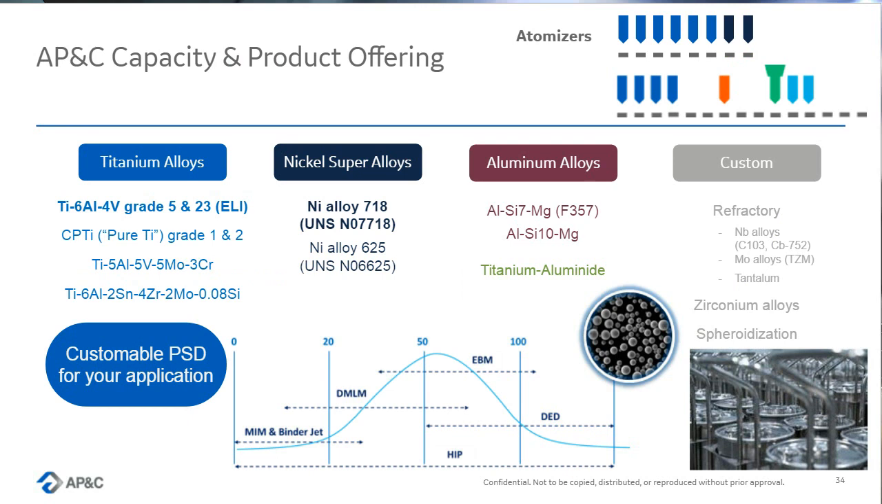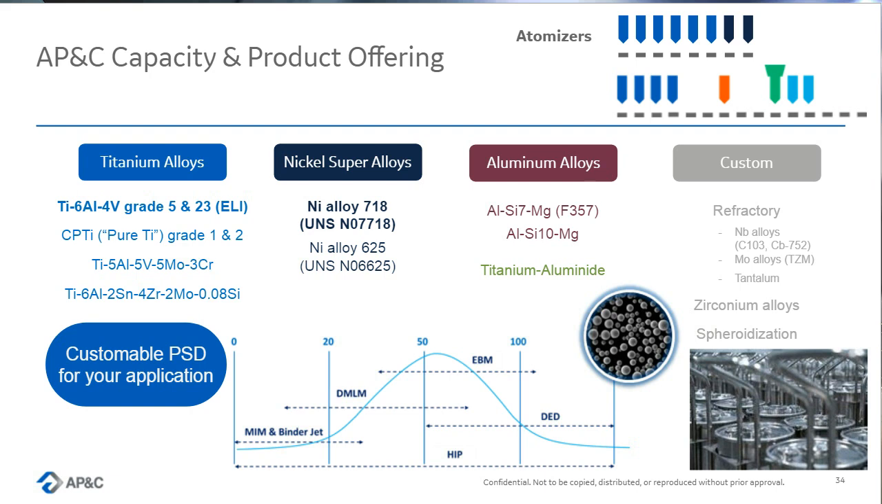So in the end, before we look at the questions, just a glimpse of what AP&C can offer. We're talking titanium, nickel superalloys, also aluminums, with constant capacity on two sites with multiple equipment, and that is available for all the markets of additive and powder metallurgy, in fact. So I'll be ready to take a few questions. I hope you have some.